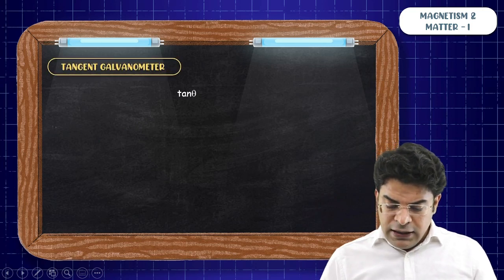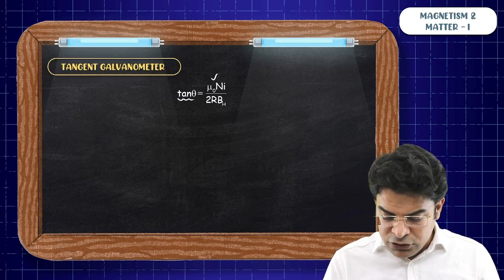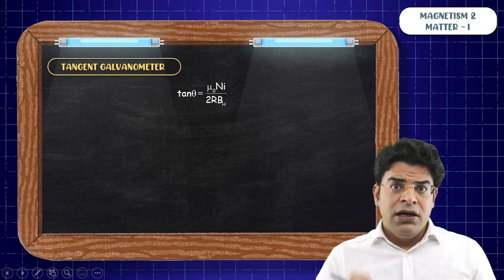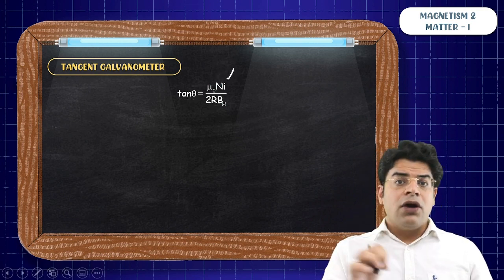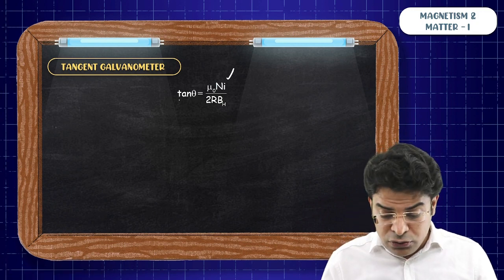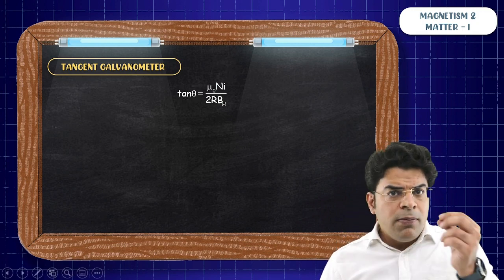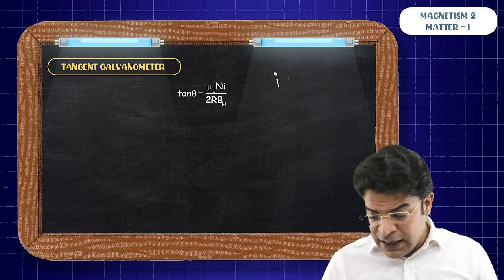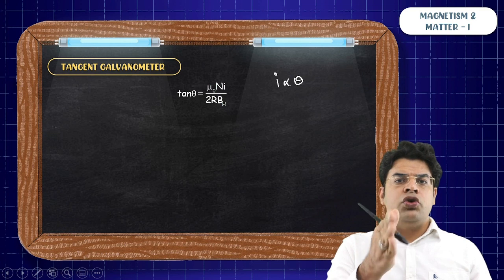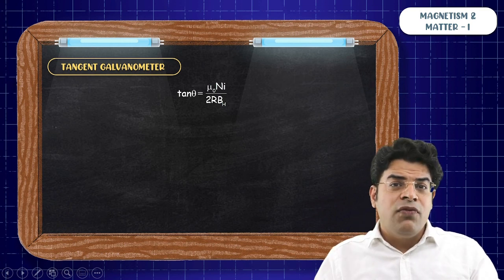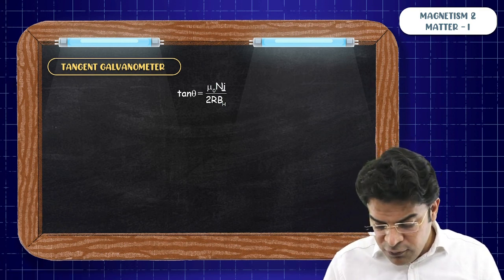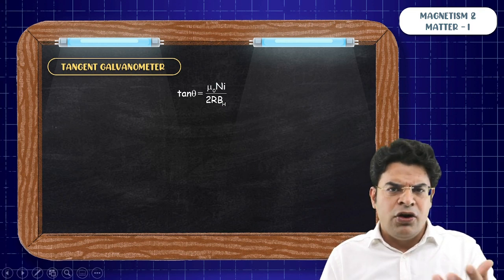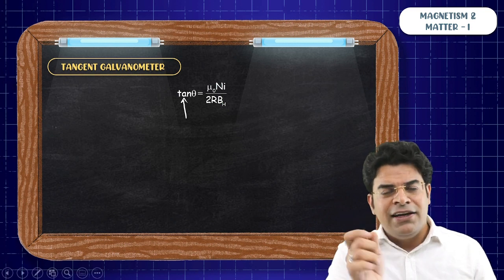So now we have got that tan theta equals mu naught n I upon 2r Bh. We can see here the current flowing in the coil is directly proportional to tan theta. For our moving coil galvanometers, the current flowing in the coil is directly proportional to the deflection shown by the needle, theta. But in case of a tangent galvanometer, the current flowing in the coil is directly proportional to tan theta. That's why the name tangent galvanometer.